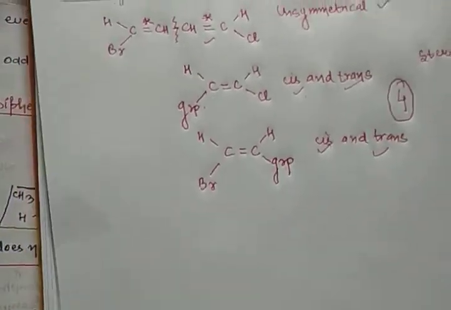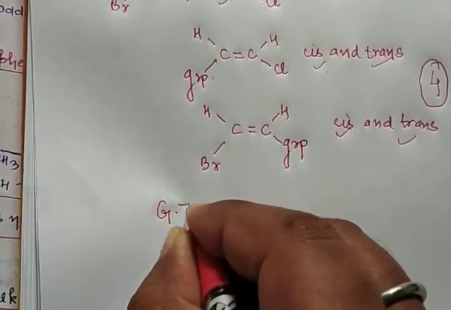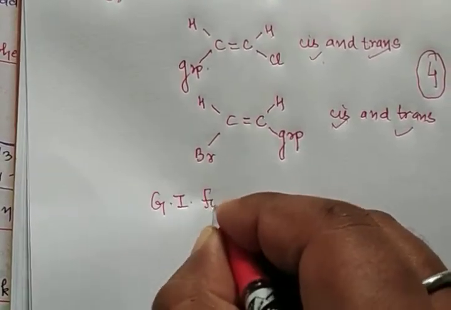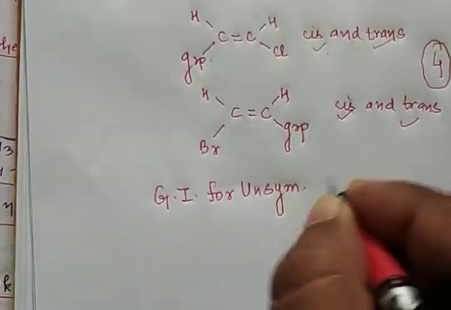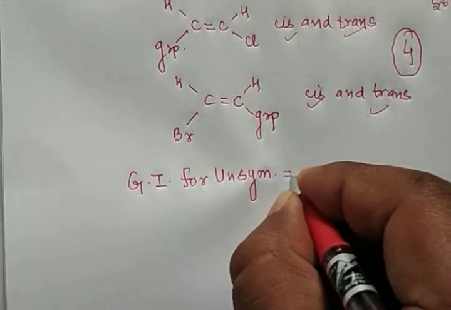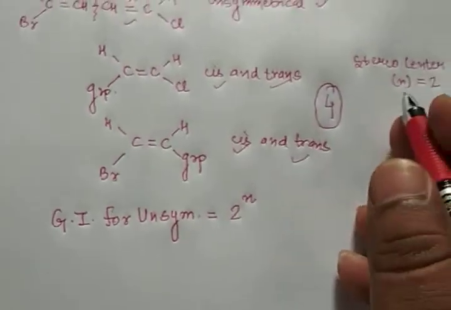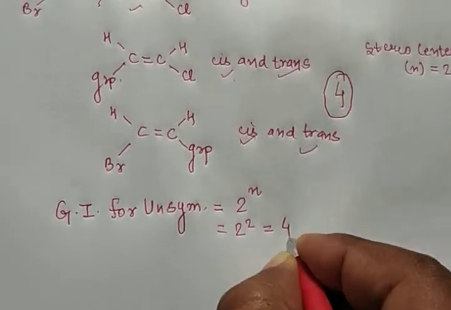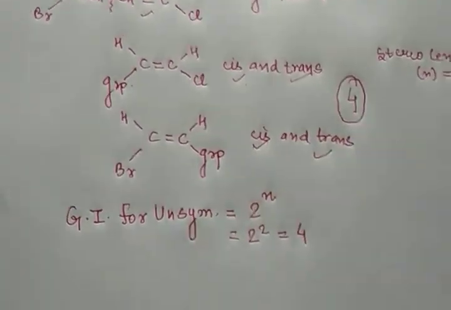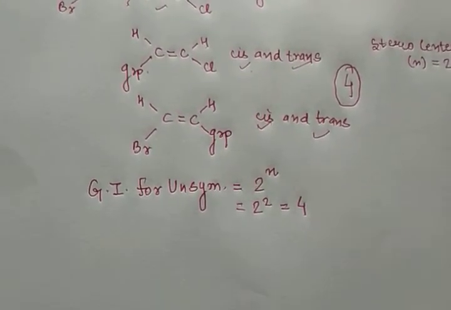So there is a short trick to find how many geometrical isomers there are for an unsymmetrical polyene. Now there is a very easy formula, 2 to the power n. What is n? The number of stereo centers. So now it is 2 to the power 2. It means there are 4 geometrical isomers. It's 1 2, 1 2. It means 4. Clear? 100% clear? Okay.